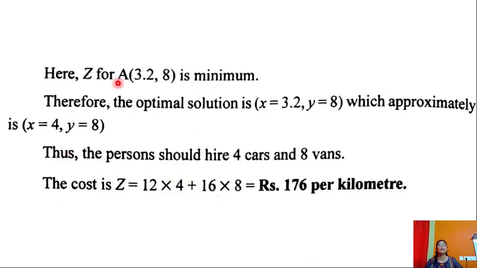So here A, that is x is 3.2 and y is 8, is minimum. Therefore the optimal solution is x is 3.2, y is 8, which is approximately x is equal to 4 and y is equal to 8. So whatever we minimize is the cost and we maximize the profit. So we minimize the cost z, that is 176 per kilometer.